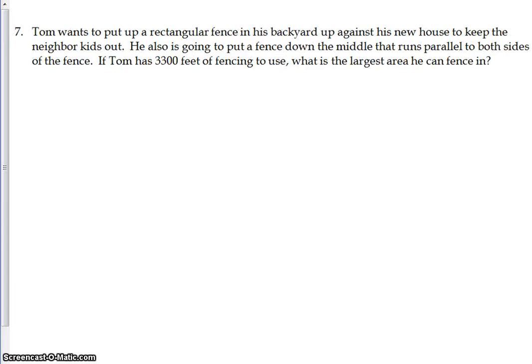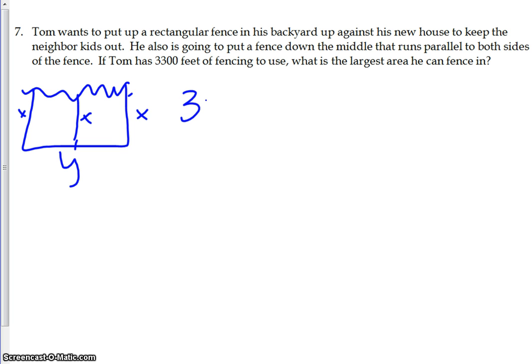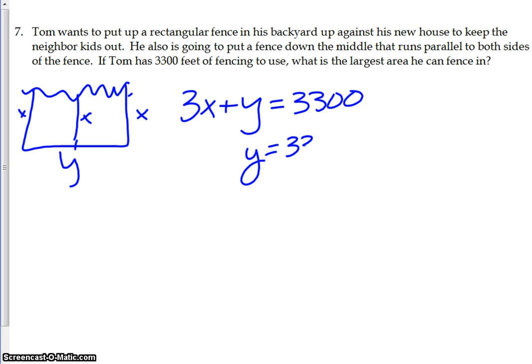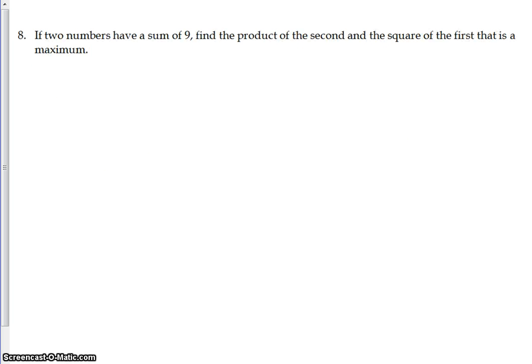Let's look at 7. Another rectangular fence. I'm just going to really quickly make sure for this rectangular fence, again, we have a line down the middle. So here we have an x, an x, an x, and a y. So when you're maximizing, it's 3x plus y equals that 3,300 feet. So then y would equal our 3,300 minus 3x. Okay? So that's what this would be, 3,300 minus 3x. And we can go from there. Let's look at 9. 9 is, or 8, and then we'll go to 9.